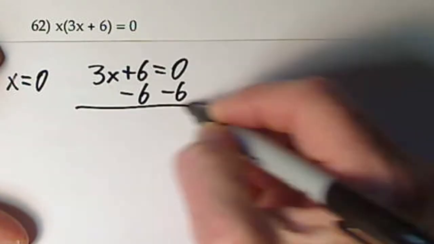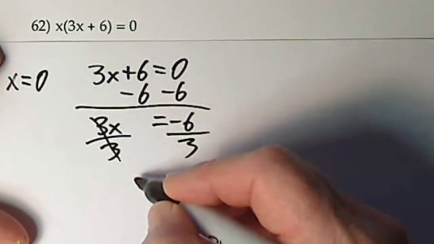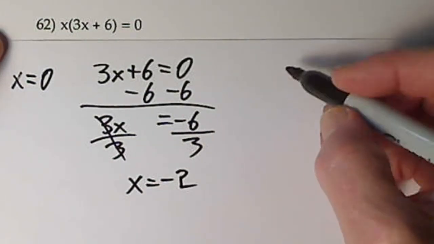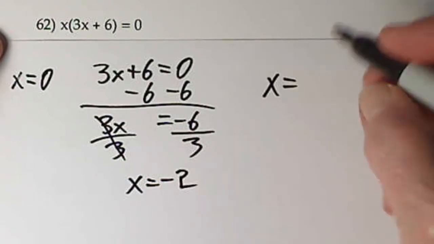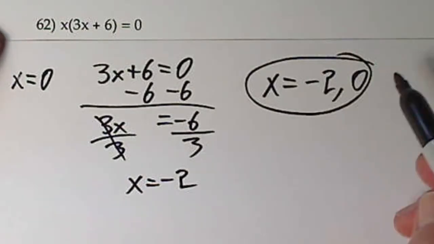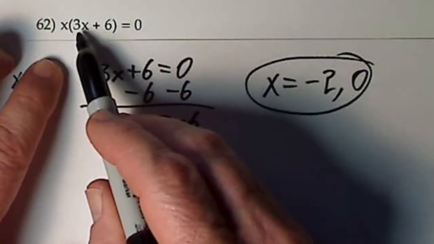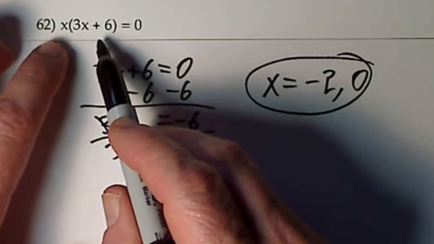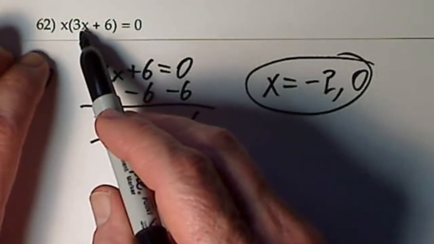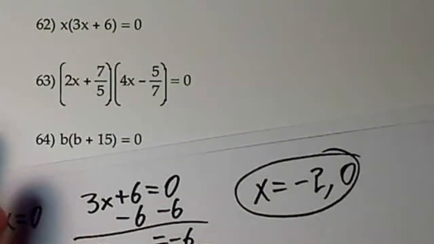So get rid of your 6. 3x equals negative 6. Get rid of your 3. And x equals negative 2. Okay, whoops. So your answer is x equals, I usually put the smallest values first, negative 2 comma 0. All right. And again, if you plugged in a negative 2 there and there, this would turn into a 0, and 0 times anything is 0. If you plug in a 0 there and there, this is a 0, and 0 times anything. All right. So I'm just emphasizing you can check these.